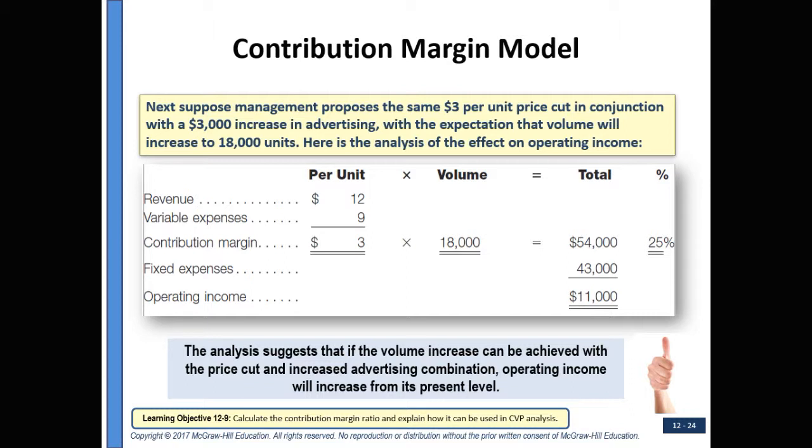The analysis suggests that if the volume increase can be achieved with the price cut and increased advertising, operating income will increase from its present level, and this would be an affirmative type of decision that management might make.